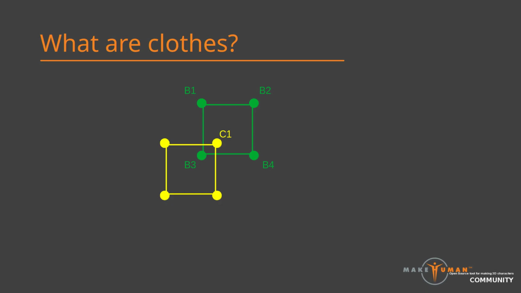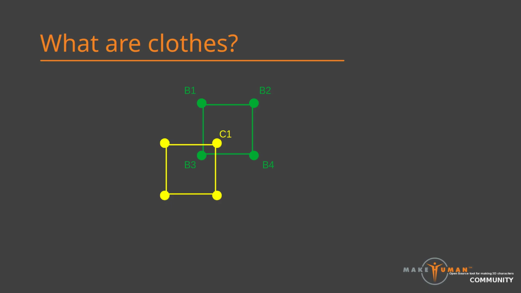Imagine that the green face is a face on the human body, having 4 vertices. We'll call this B1 to B4. The yellow mesh is the clothes. For now, let's focus on the first vertex in its mesh, here called C1. In the clothes matching process, MakeClothes will go through all vertices on the clothes one by one and match them with the vertices on the body.